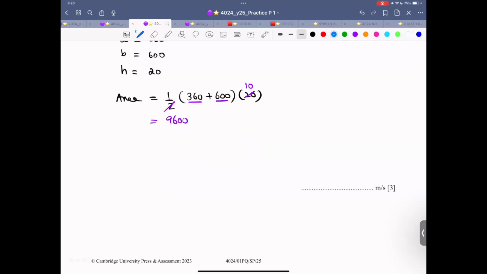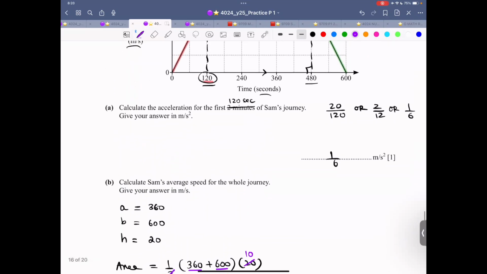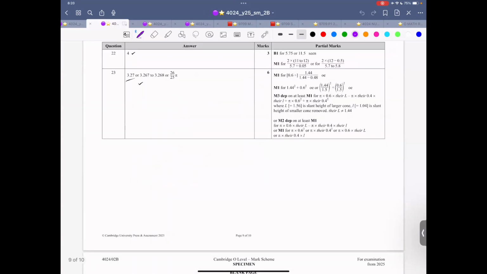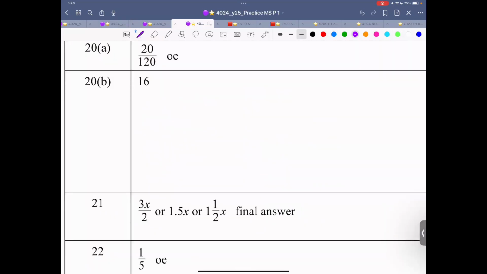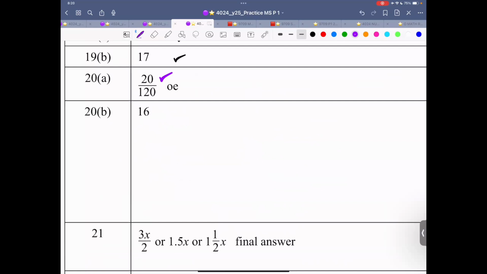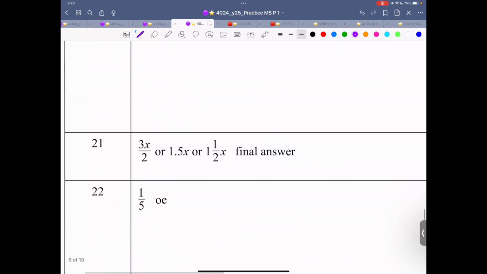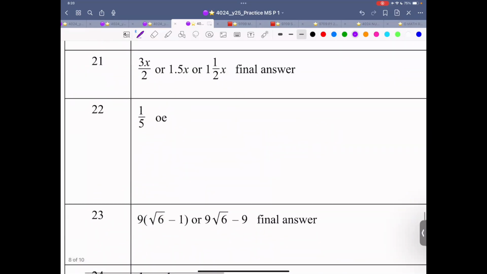So average speed is 9600 divided by 600. So therefore, the zeros cancel out. 96 over 6, I think this is 16. That is 16 meter per second. So 1 over 6 and 16. So where is the answer? No, not here, over here. So 20 over 120, they did not reduce it. And this is 16, all good, all clear.